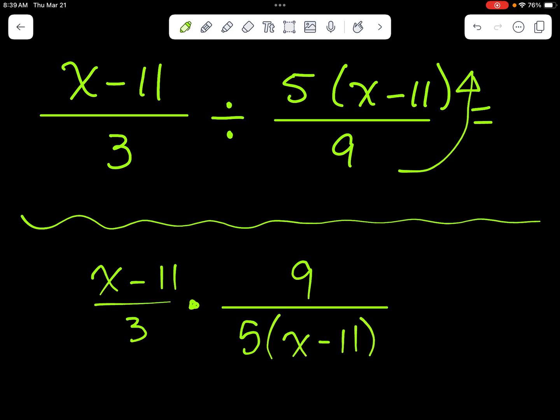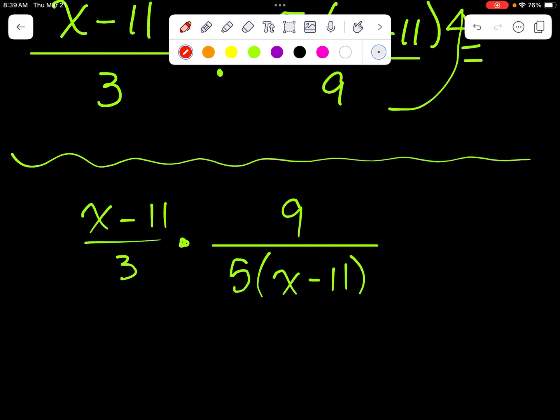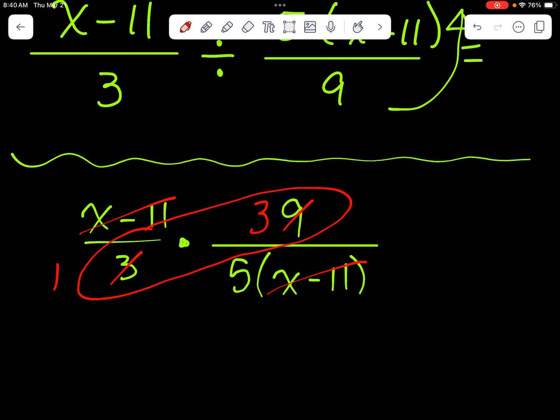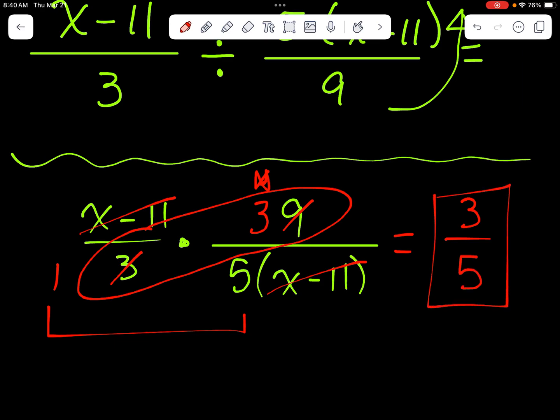There we go. Now let's see if we can do any kind of reducing. I have an x minus 11 diagonally from each other. I can cross those out. And then we can cross-reduce. We are not cross-multiplying, we are cross-reducing. The biggest number that goes into 3 and 9 is 3. 3 divided by 3 is a 1. 9 divided by 3 is 3. The only thing I have left on top is 3. And I have 1 times 5 on the bottom. That gives me 5. So my answer is 3/5.